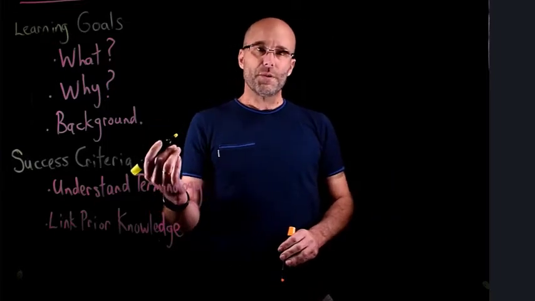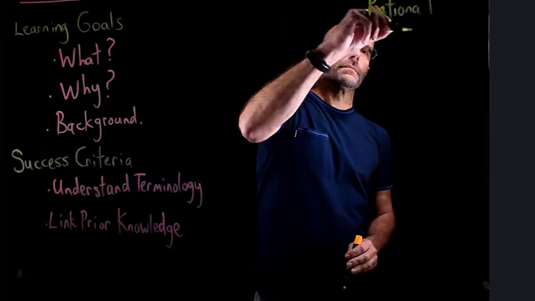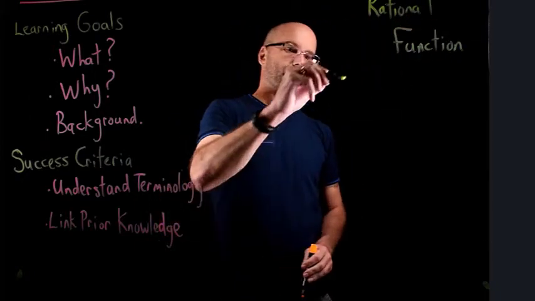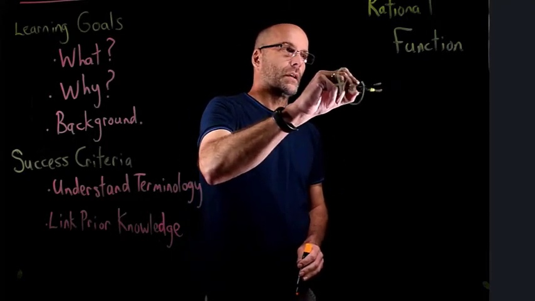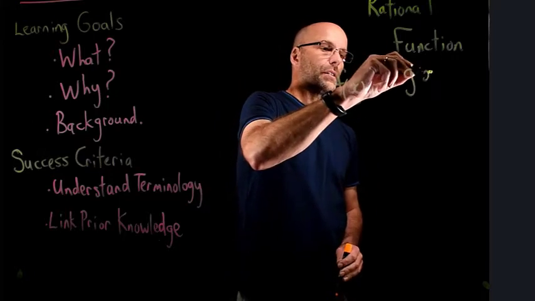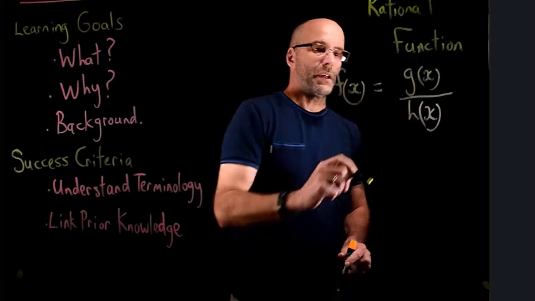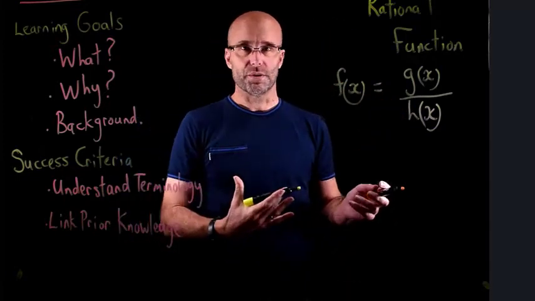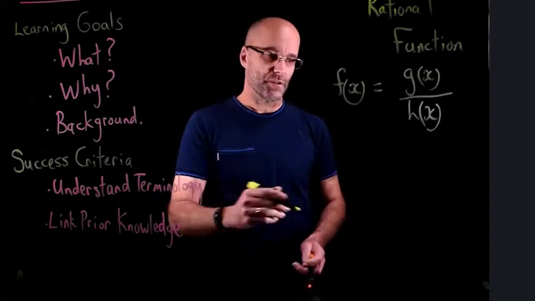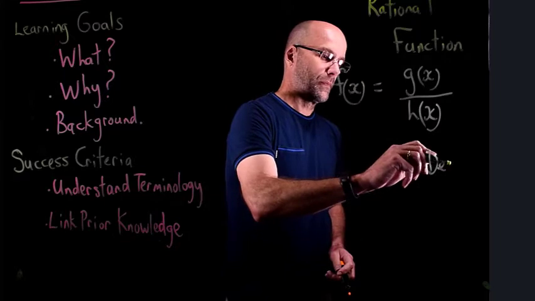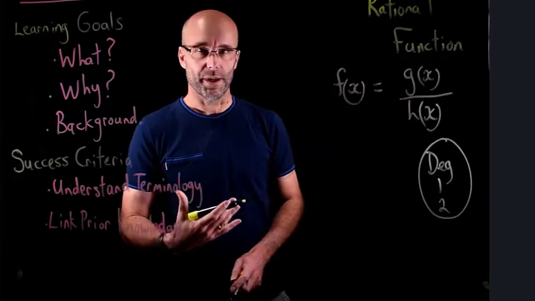Rightio, so the first bit of terminology here is rational function. A rational function is when we have some function f of x, and that's written as some other function g of x over h of x. Now g of x and h of x are polynomials, and you should be familiar with that from your previous work. At this stage we're only looking at degree 1 and degree 2, by the way, so linear and quadratic functions.